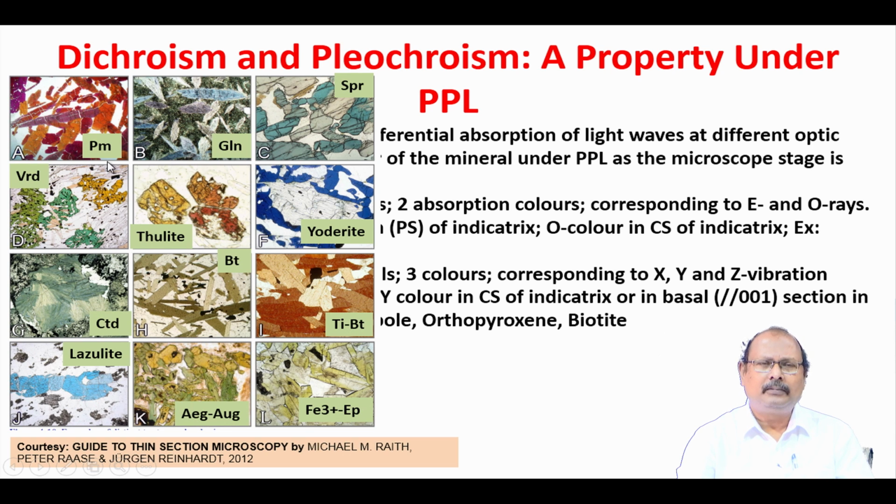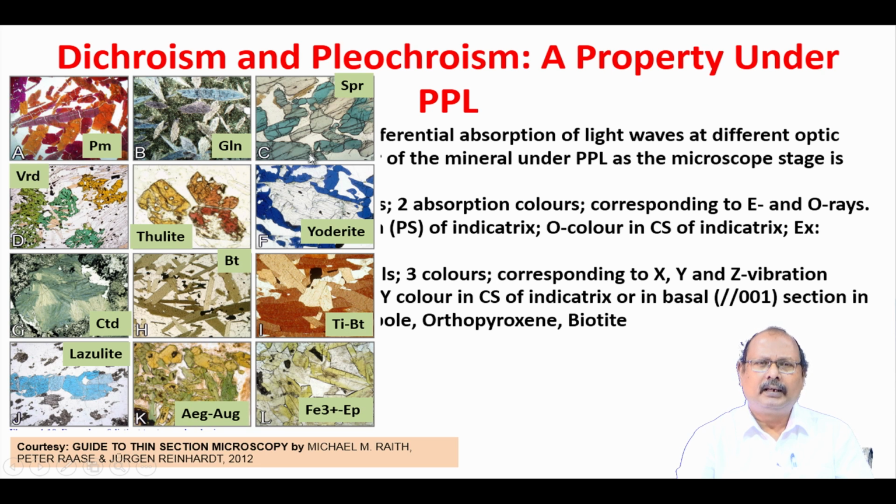So, you see, this is piemontite, this is manganese epidote. You see the color of this mineral in different optic orientations in shades of pink. This is glaucophane, the color in shades of blue. Different optic orientations of the same mineral show different colors under plane polarized light. That means, under different vibration directions or different optic orientations, there is differential absorption of wavelengths of white light.